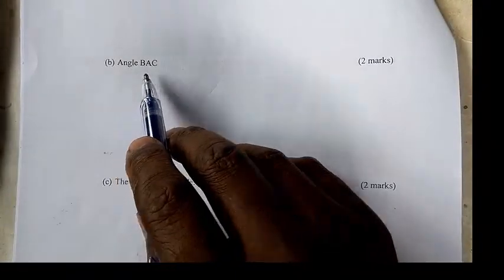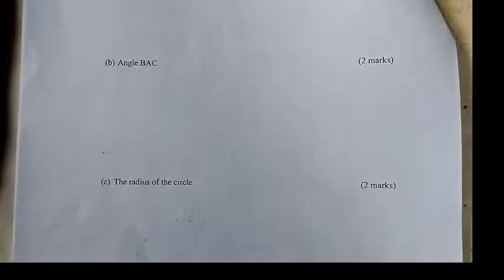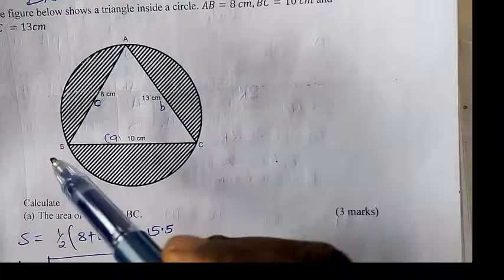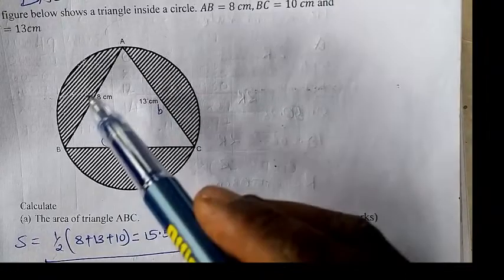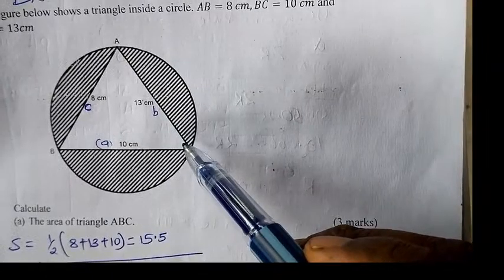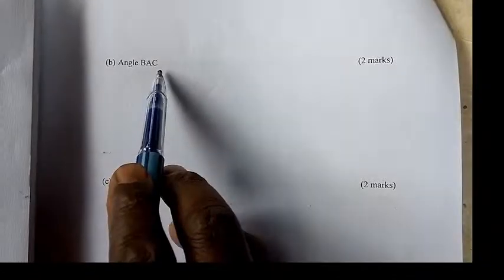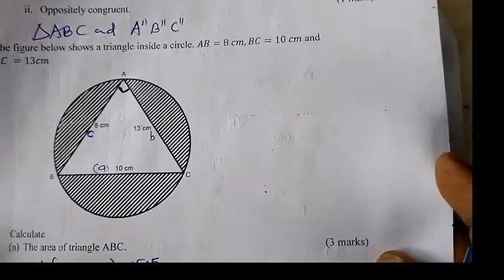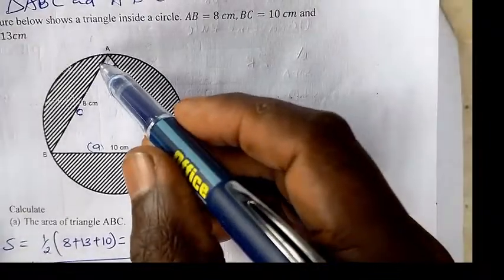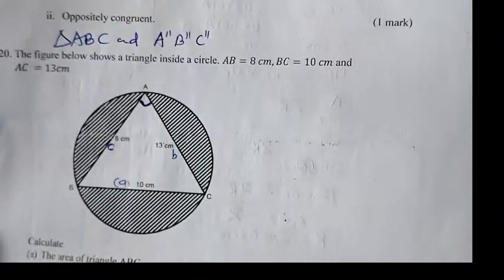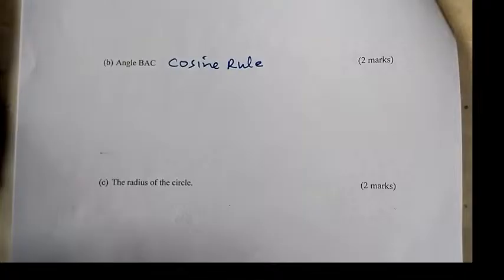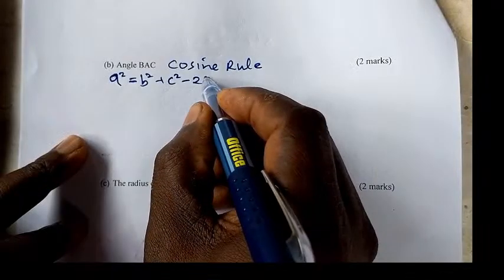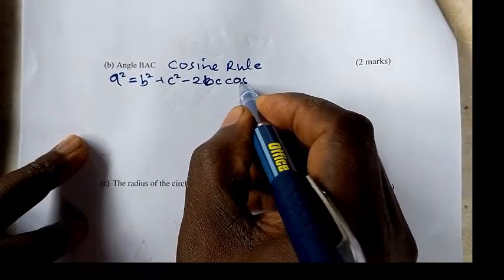Find angle BAC. Angle BAC. So we are looking for angle A. Cosine rule. We are going to use the cosine rule to get the angle of this. I hope you know how the rule states. So because we need A, we are going to use a squared equals b squared plus c squared minus 2bc cos A.